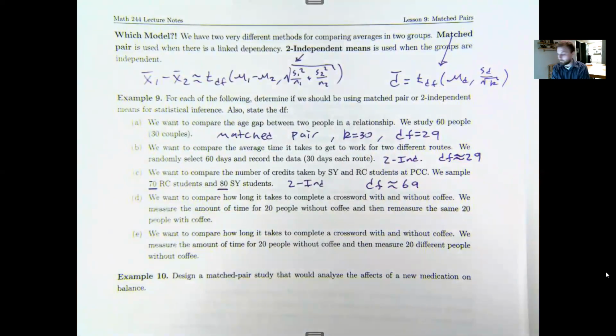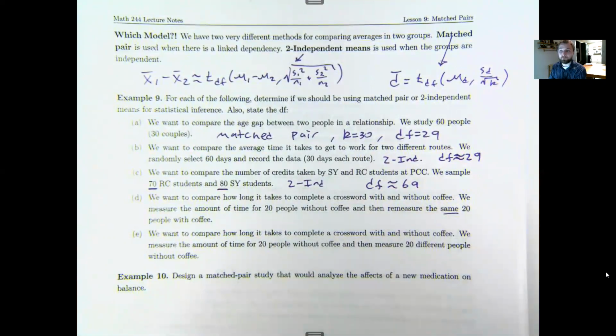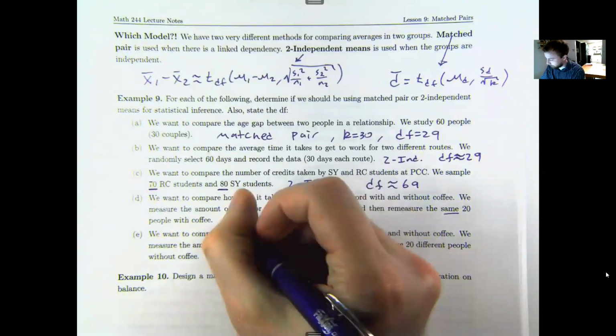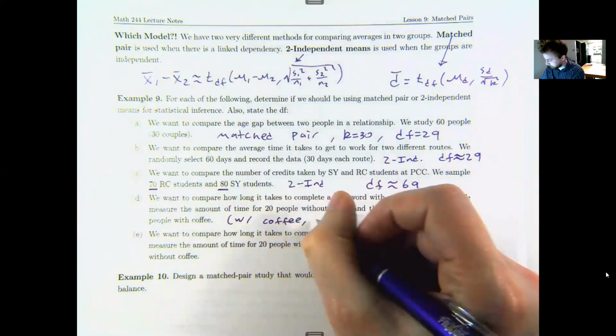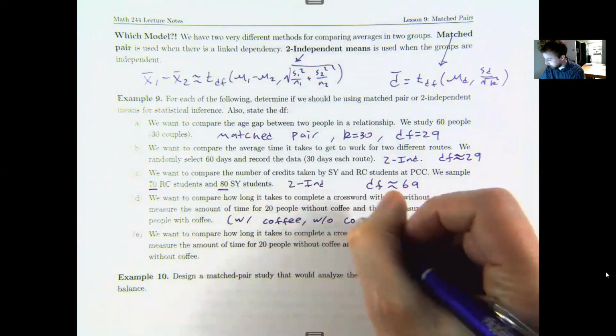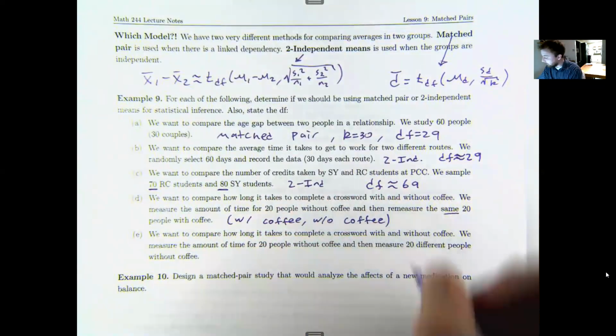Next one. I want to measure how long it takes to complete a crossword with and without coffee. We measure the amount of time it takes 20 people without coffee, and then remeasure the same 20 people with coffee. For me, I'm seeing this before and after, with coffee and without coffee. And it's linked for the same people there.